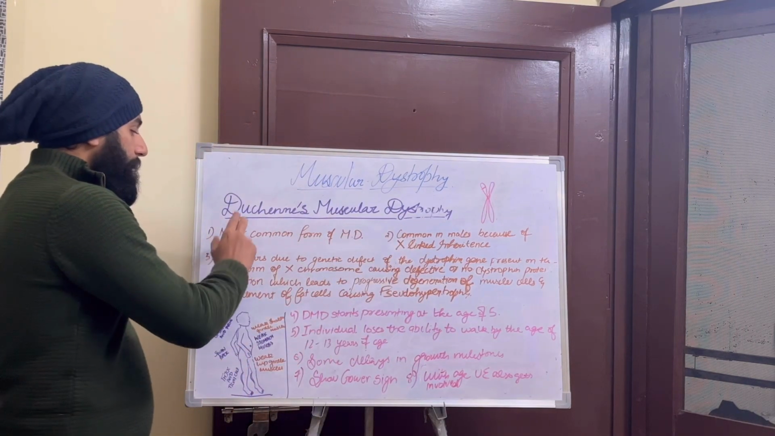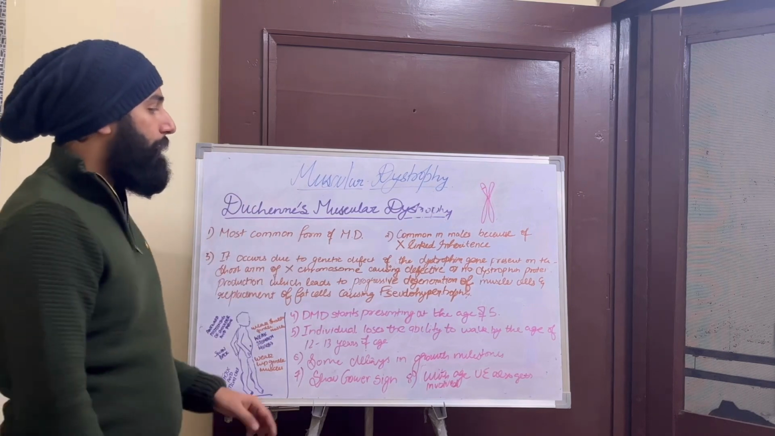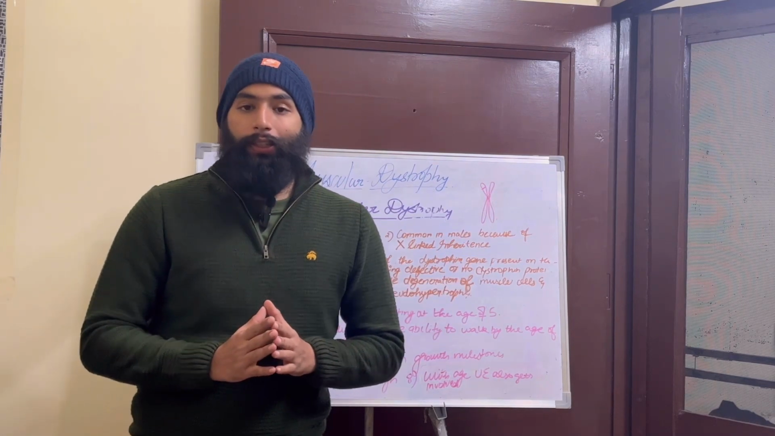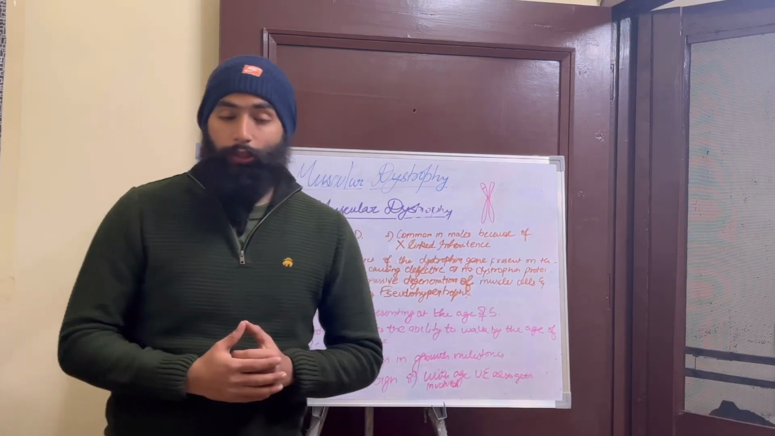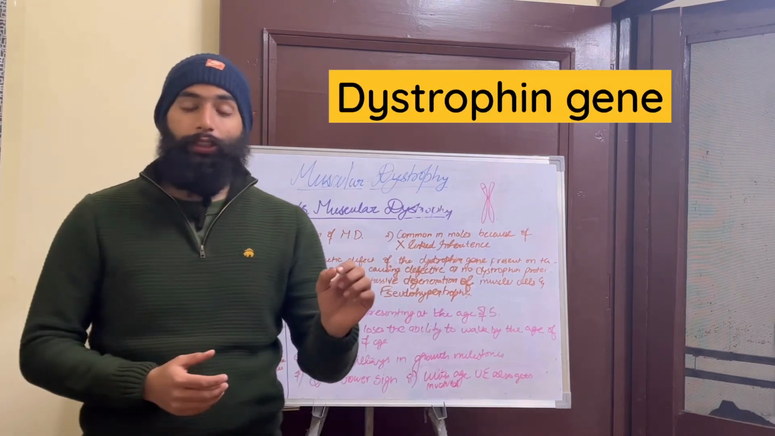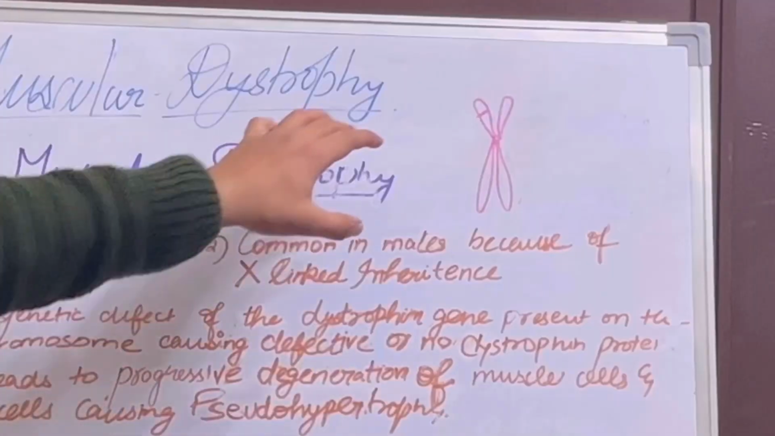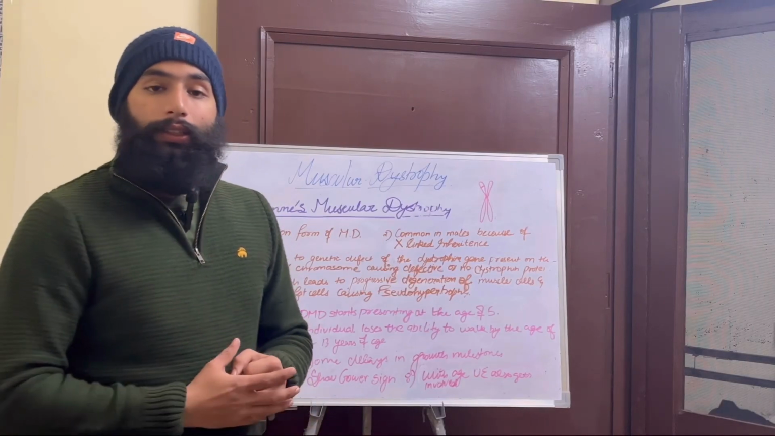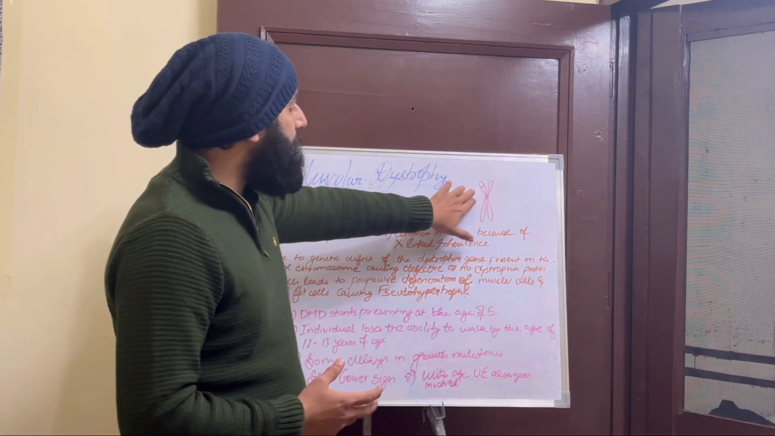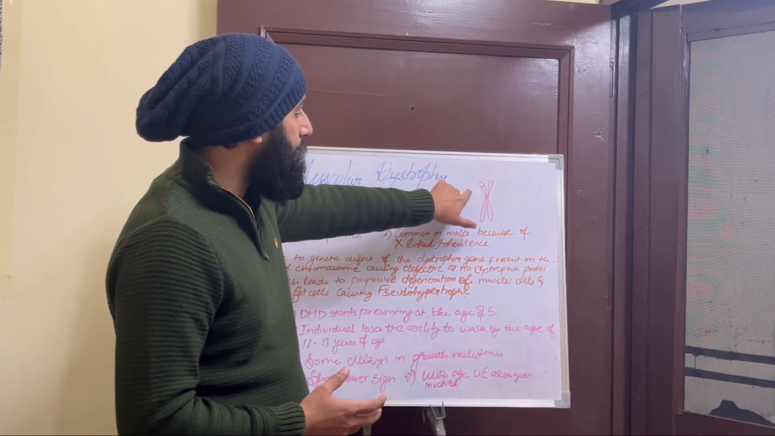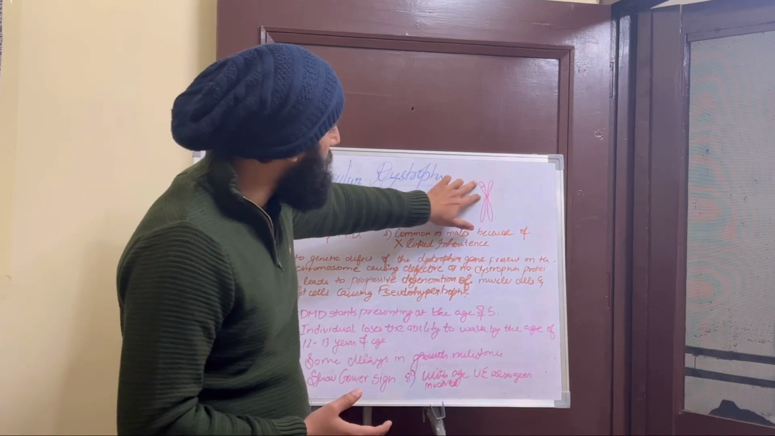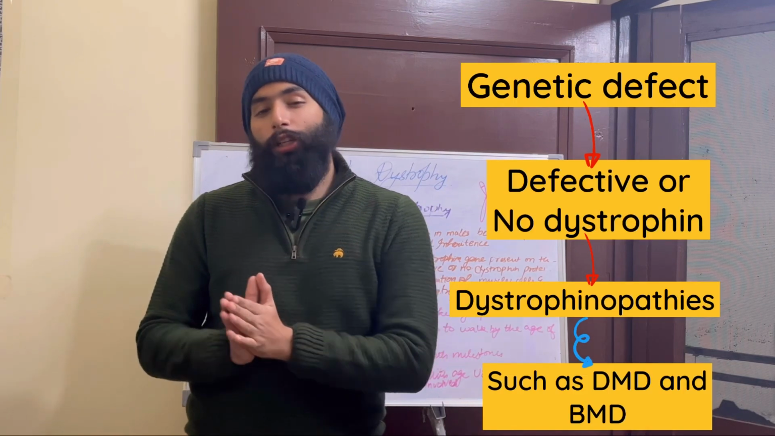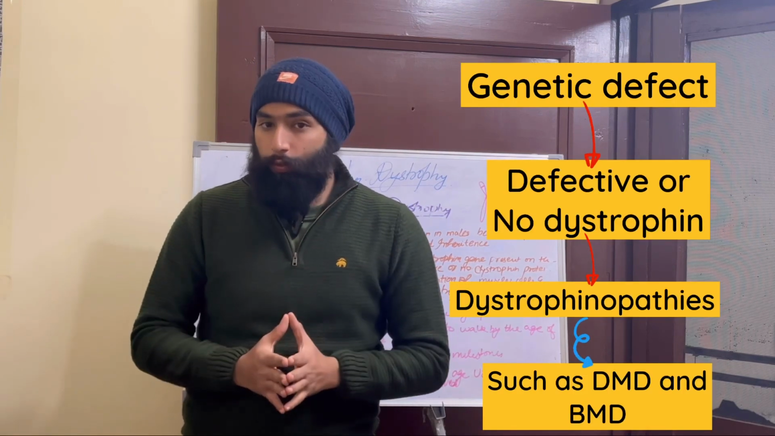Duchenne Muscular Dystrophy is the most common form of muscular dystrophy, and it is common in males because of X-linked inheritance. There is a gene called the dystrophin gene present on the short arm of the X chromosome. A genetic defect in this gene will lead to no, very little, or defective production of dystrophin protein.